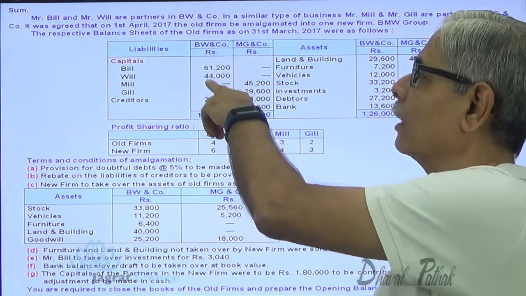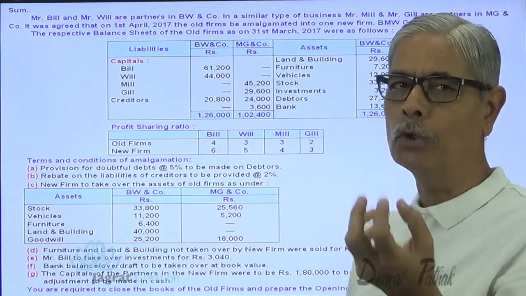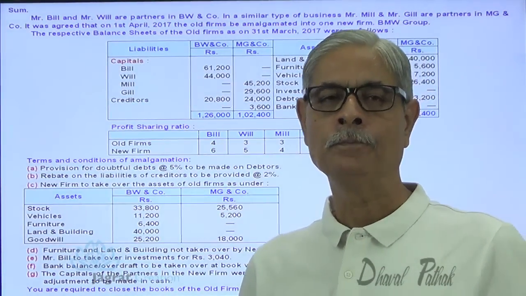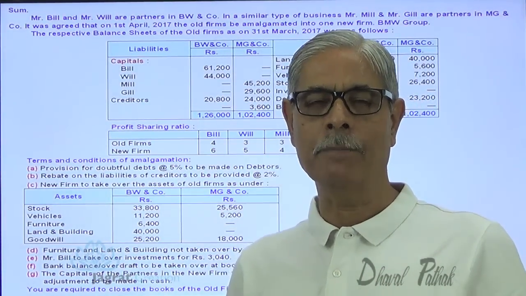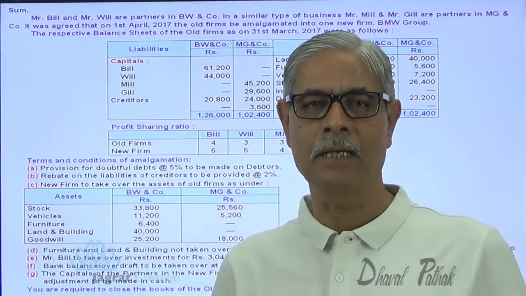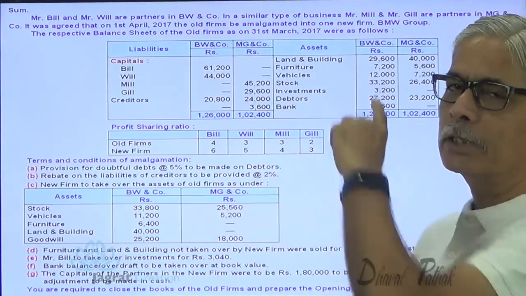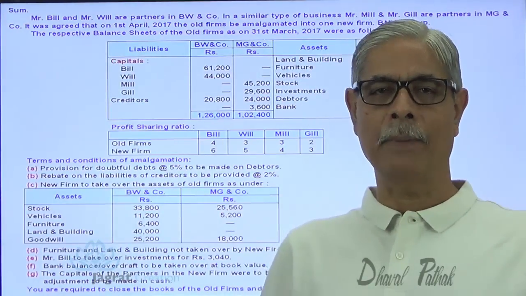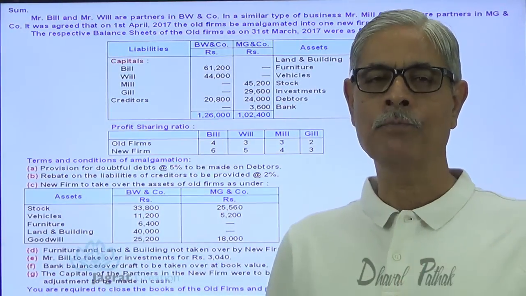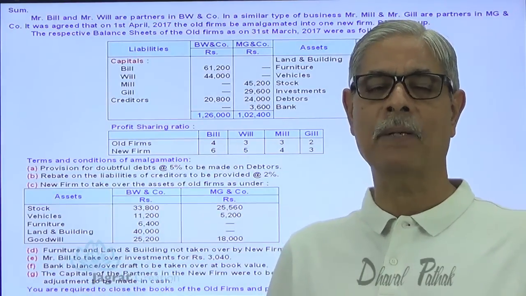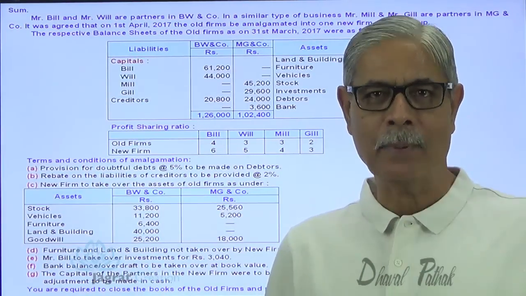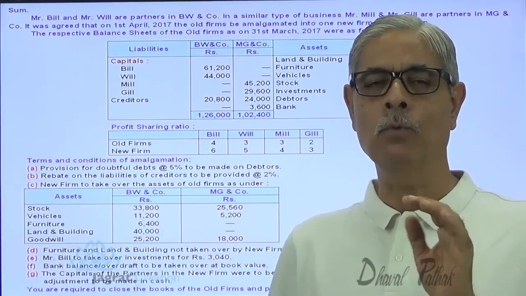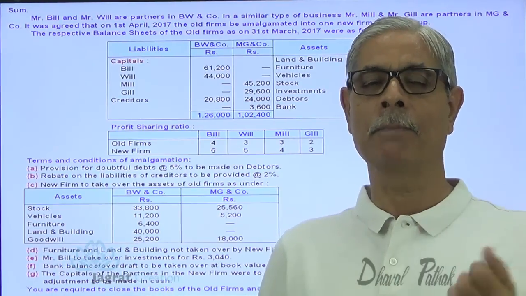I am going to write down the entries and prepare the books of accounts of BW company by way of dissolution of a partnership firm, and I am going to prepare a realization account. The same course of action is going to be followed by me for MG and company. But whenever we want to prepare a realization account, we should always find out the purchase price of the business. So at what price the total business is being sold.